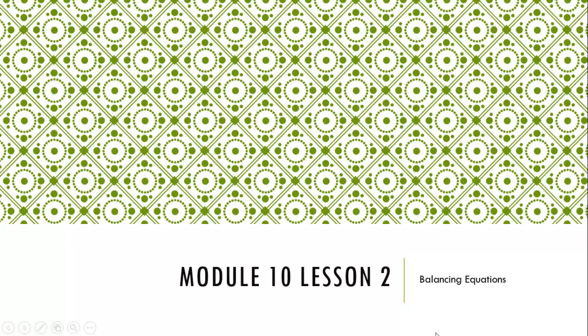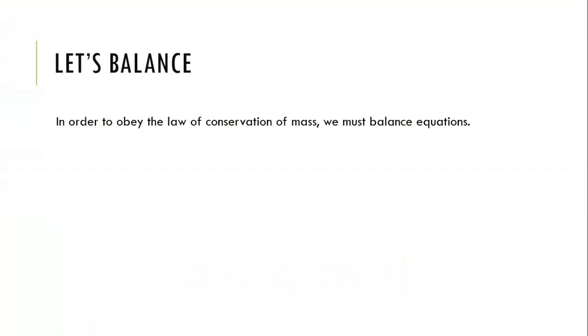This is Module 10, Lesson 2, and it's time to look at balancing chemical equations. We said in the last lesson that in order to obey the law of conservation of mass, we have to balance equations. I gave you the example last time.